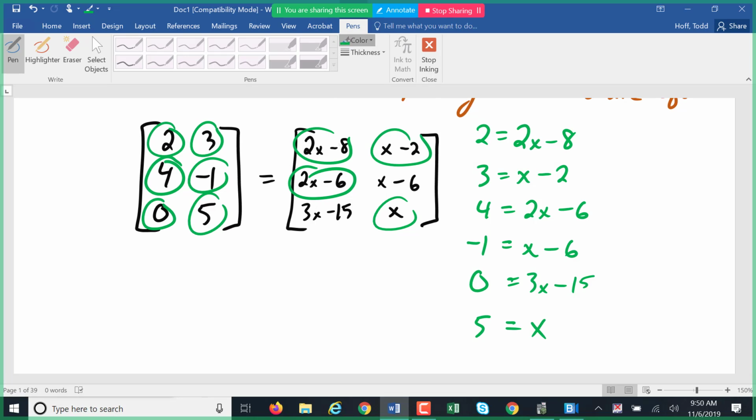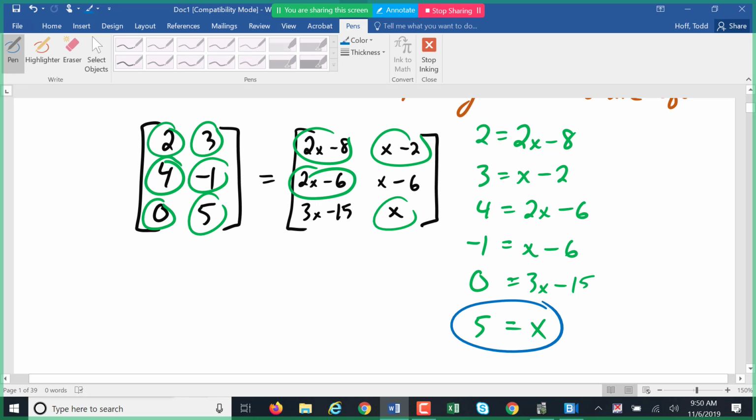Well, I set this one up rather simply. We've got 5 equals x is actually one of these pairs of elements. So we know that x is 5. By substituting x into each of these, 2x minus 8 is 2, x minus 2 is 3, 2x minus 6 is 4, x minus 6 is negative 1, and 3x minus 15 is 0. You see that the elements are equivalent at each location.